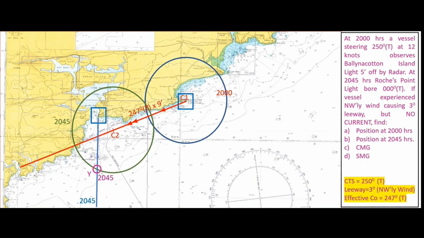Now we transfer C1 C2, both in direction and magnitude through Y. And where it cuts the 2000 hour position circle, this point X is the position of the vessel at 2000 hours. So X is the position at 2000 hours. Y is the position at 2045. XY is the course made good, and XY distance is the distance made good in 45 minutes, giving us the speed made good.